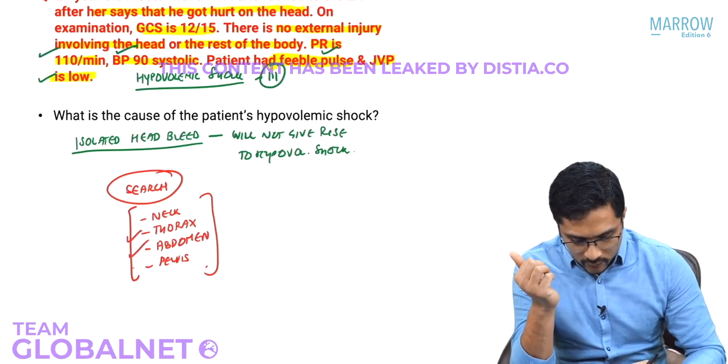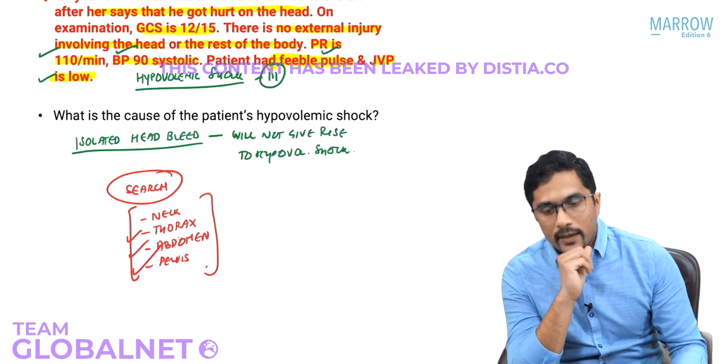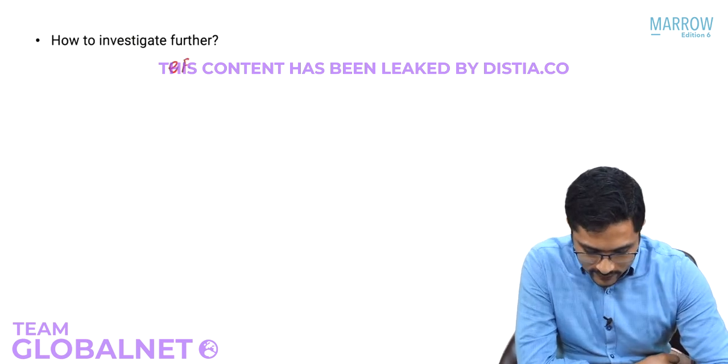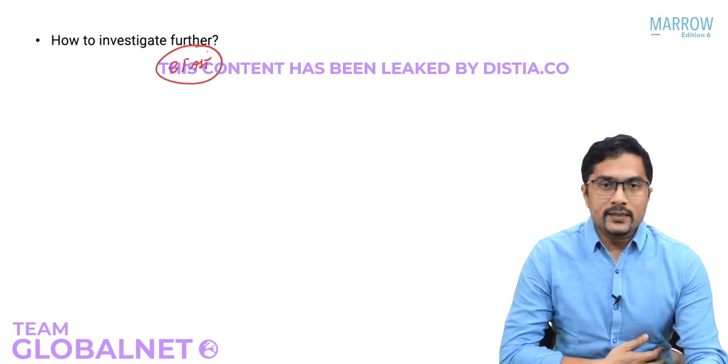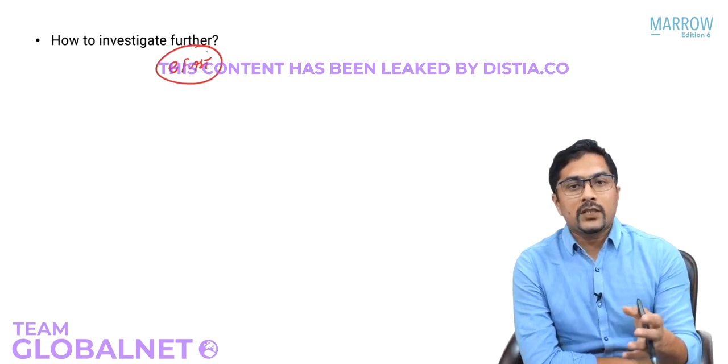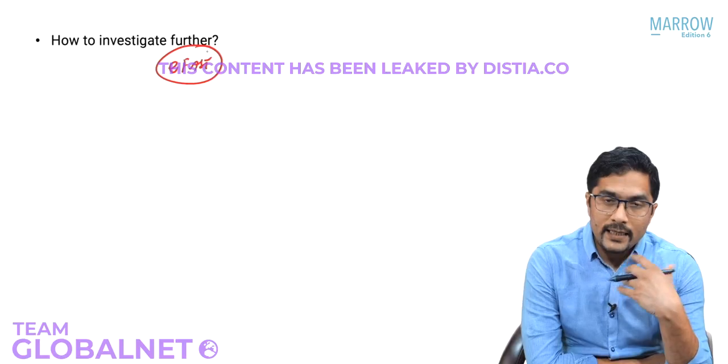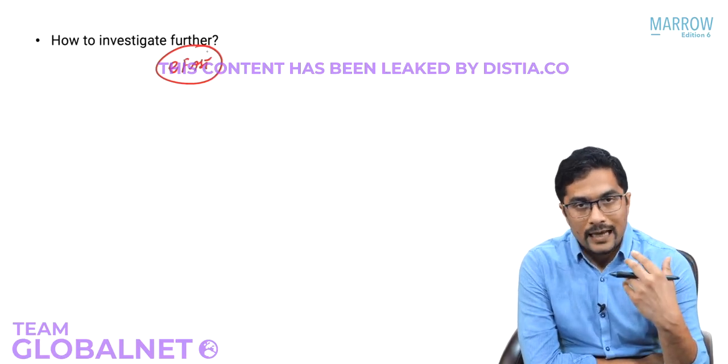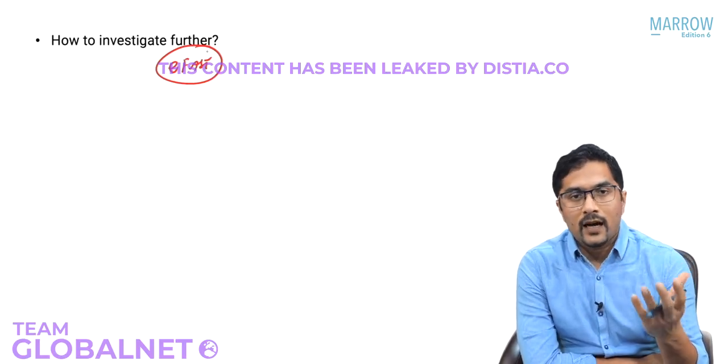But for thorax, abdomen and pelvis, we can do EFAST. You know, FAST is focused assessment sonogram in trauma. It is the scan which is done in the emergency room. Again, a pet favorite of the Central Institute exams, but a lot of time it's been asked in the NEET exam as well.